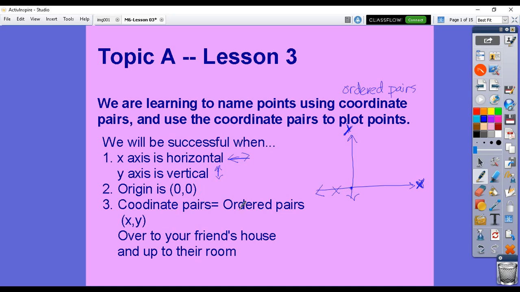The other thing that I teach my kids for our coordinate pairs is it's X, Y. So X means you're going over to your friend's house, and then the Y means that you're going up to their room. So we're going to go over and up to figure out our coordinate pairs.